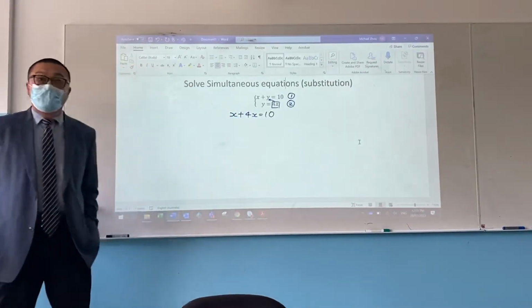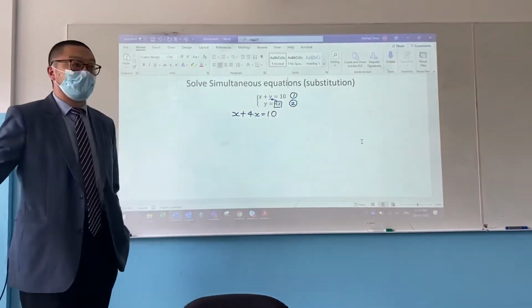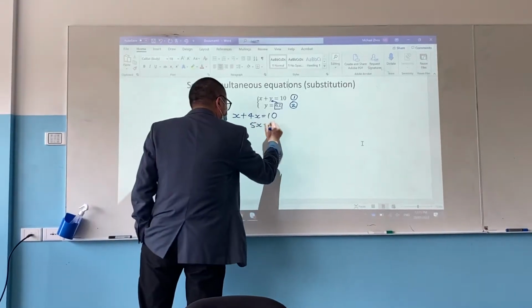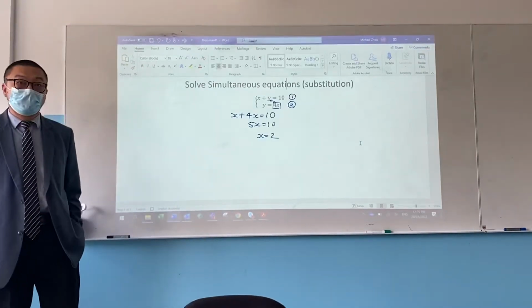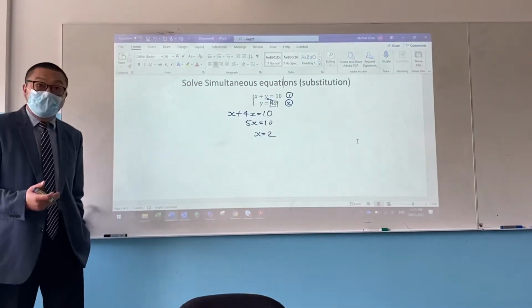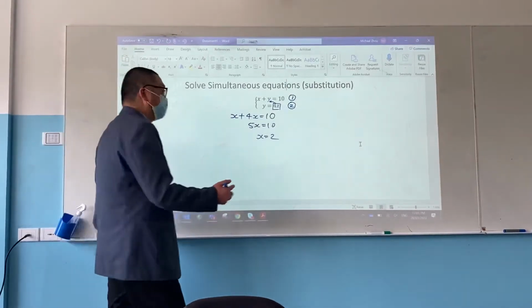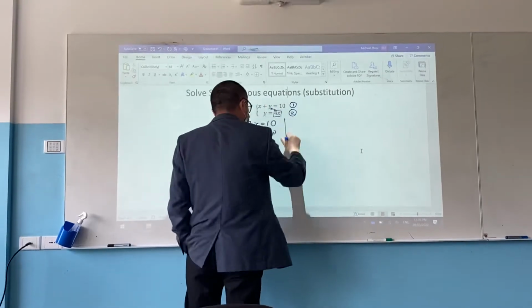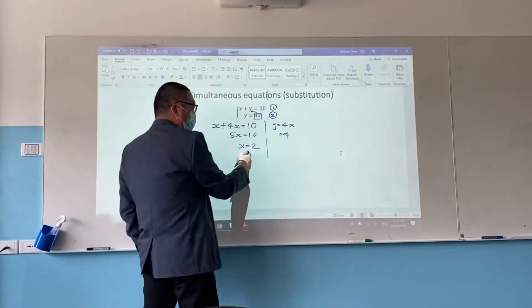Now hopefully from here it's extremely straightforward. What's x plus 4x, guys? 5x. 5x equals 10, x equals 2. Easy. Now once I find x, I still need to find my y. So what I'm going to do is substitute whatever x value I get into the original one. So y is 4x. What's x? X is 2.